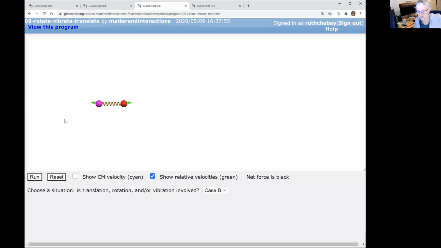These are the velocities of the atoms relative to the center of mass. So the kinetic energy associated with this vibration is on average non-zero, and the sum of K plus U is certainly non-zero.